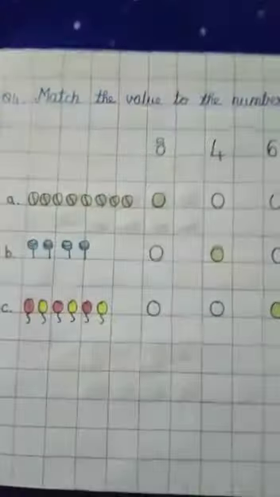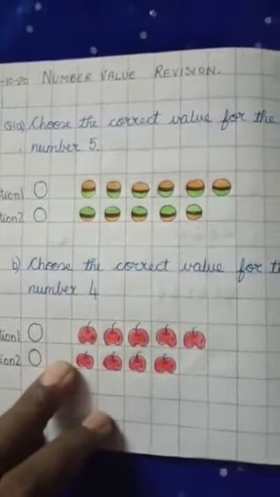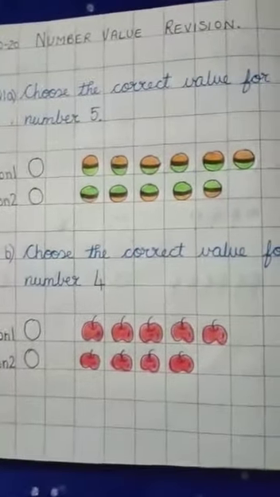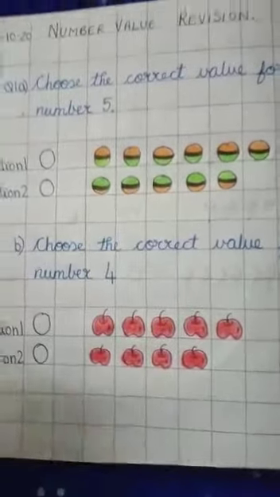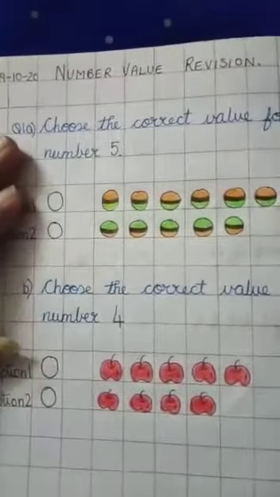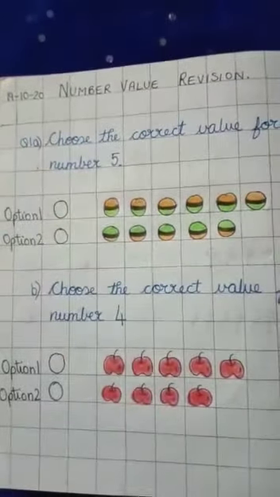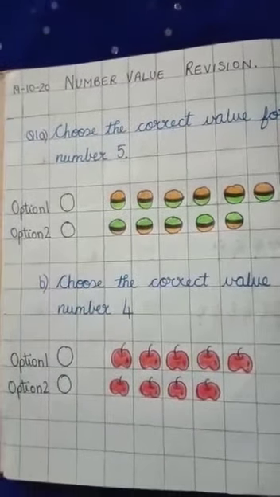Now today we are going to do the same thing. We'll just do the revision of the number value paper. Okay, children, we'll just go through the number value paper and we'll see what questions can be asked for the exam. Now these are the same questions that are going to be asked for the exam, only the numbers will differ. Okay, now let's look at our first question.